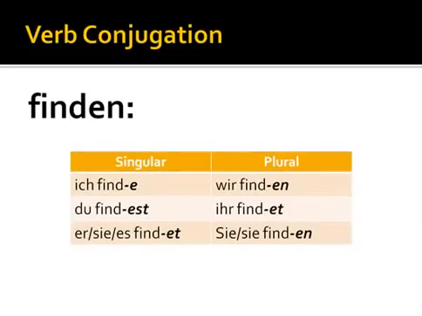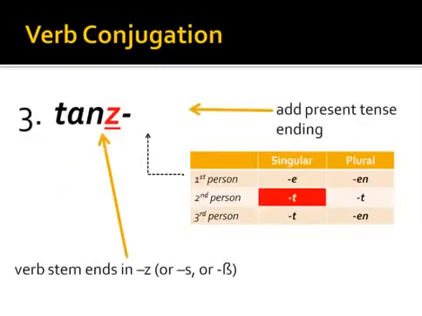So, if it ends in a D or ends in a T, and I'm talking about the verbal stem here, we're going to have to insert an extra E in the second, third person singular, and second person plural. Let's take a look at another verb, tanz. Tanzen is the infinitive form, to dance. Now, again, it's simply trying to make life easier for us by making the verb more pronounceable.